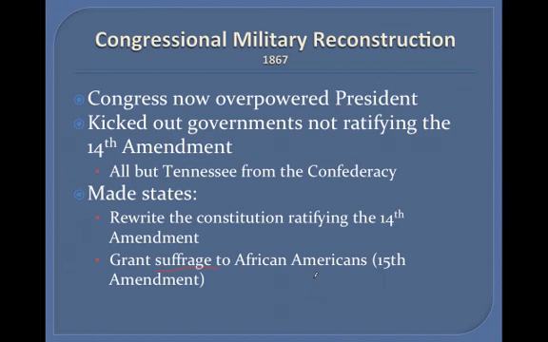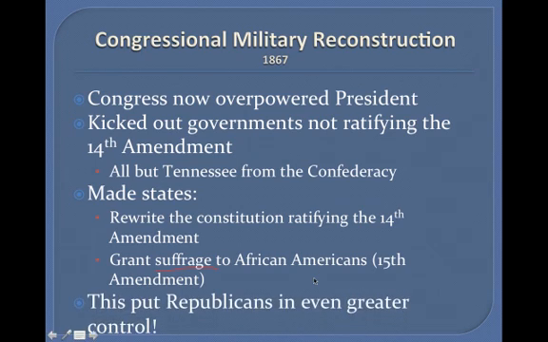Something interesting, just as a side note, African American men were given the right to vote before white women gained the right to vote. Kind of interesting to look at our history with that, because white women were not given the right to vote, or any women, I really should say, until the 1900s. So we're looking at the 1920s, really.